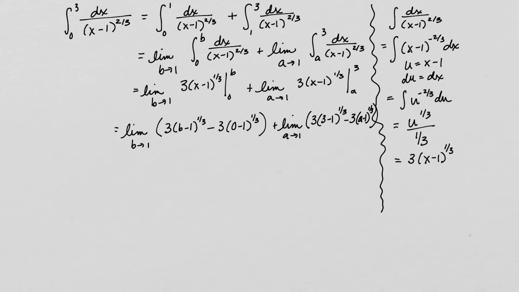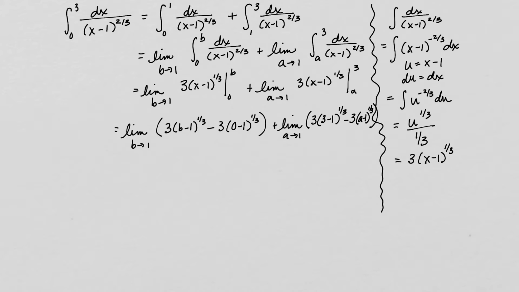Okay, so the first thing you want to notice is that this function, forget about the dx part, but if you think of the function 1 over x minus 1 to the 2/3 power, this is undefined when x is 1. If you were to plug in 1, you would get 1 over 0. So 1 is a problem area, and I'm trying to integrate over a space where there's a problem area. That tells me I have to split the integral.